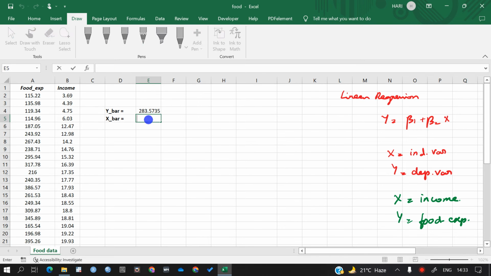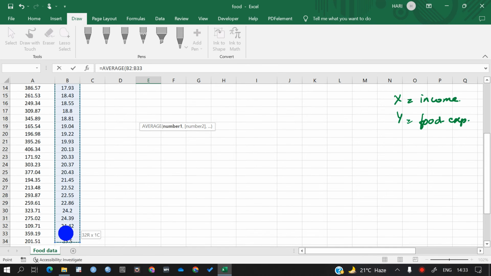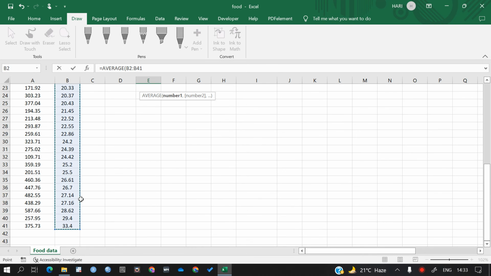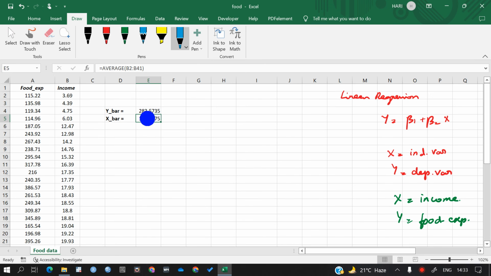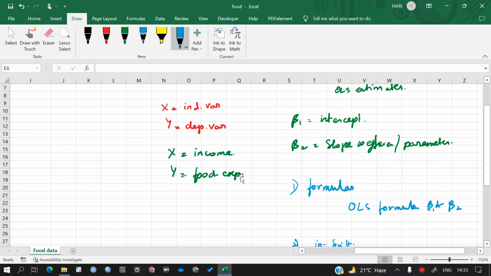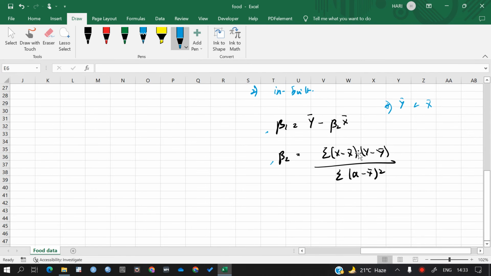Similarly x bar is the mean value of x, that is independent variable. So in our model, income is the independent variable, so we need to find the average value of income. So similarly here I'm selecting from B2 to B41 cell. So we have calculated the values of y bar and x bar. Now the next step is we need to find the values for x minus x bar, y minus y bar, and the multiplication of both and the square of x minus x bar.